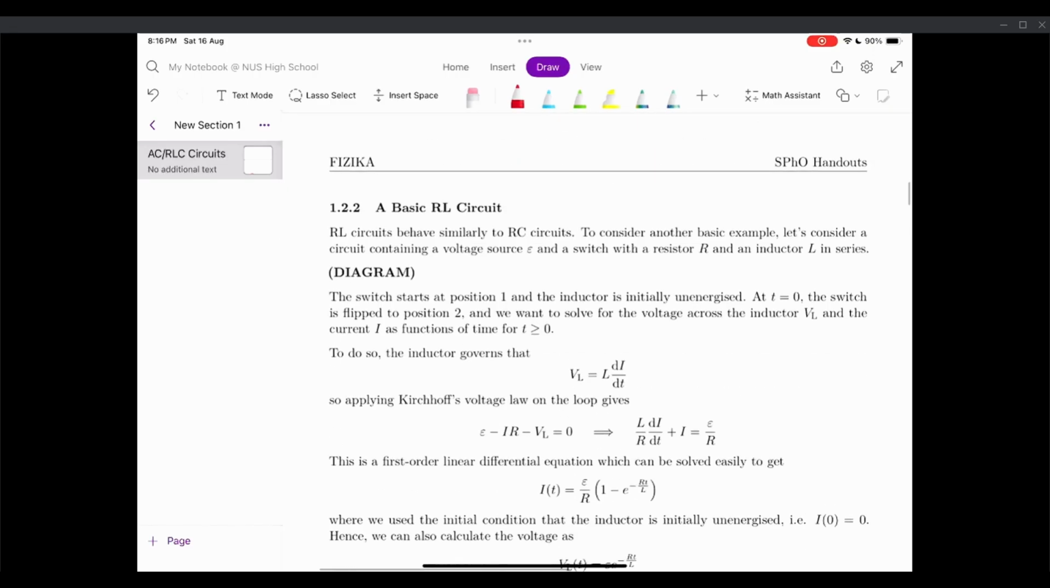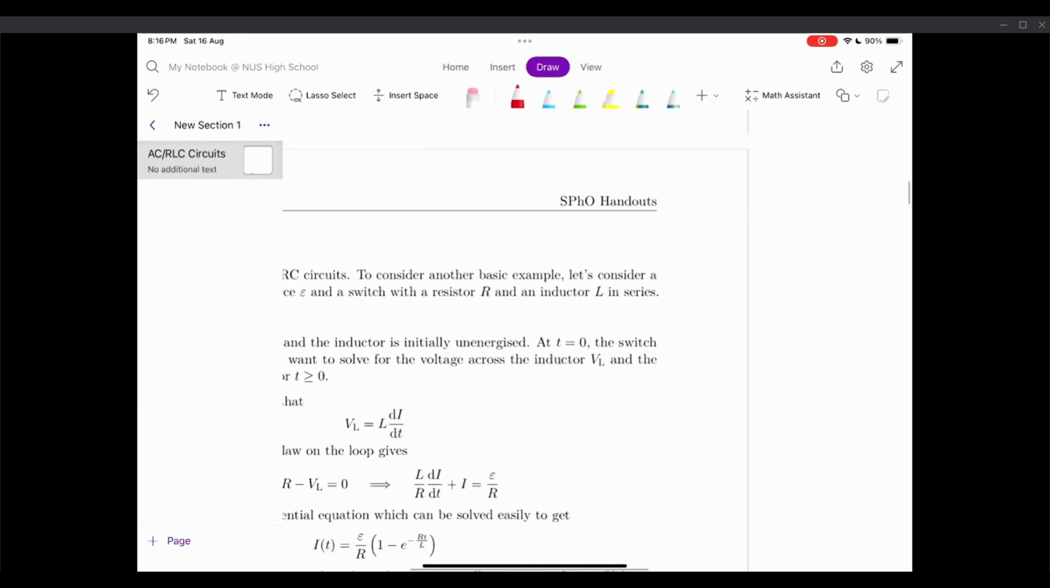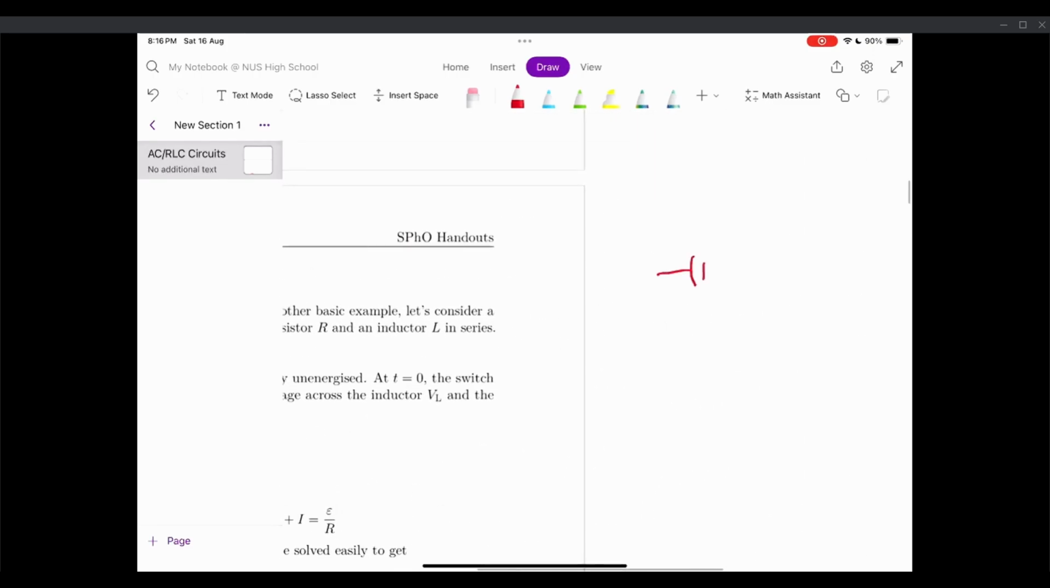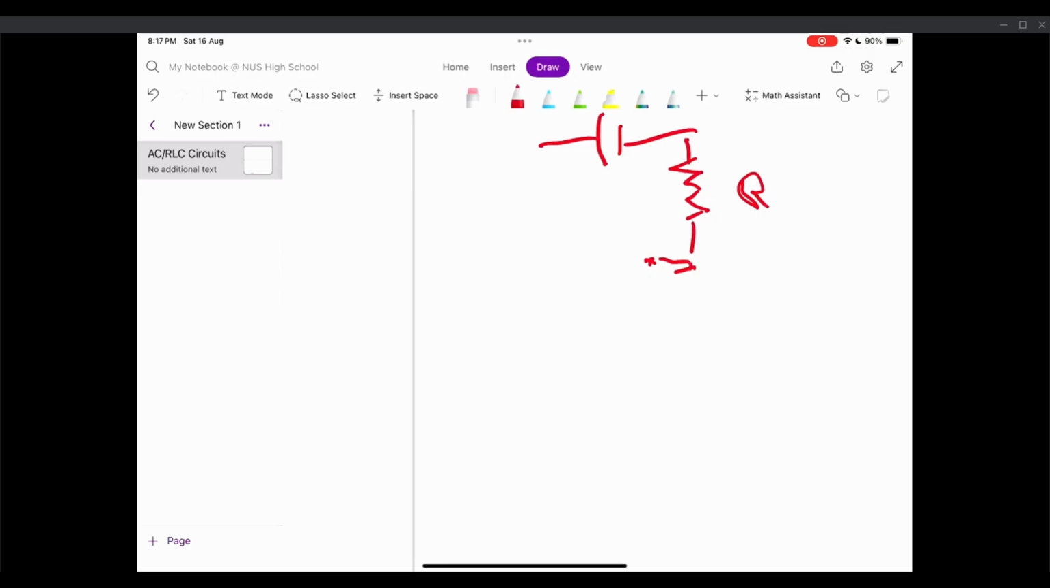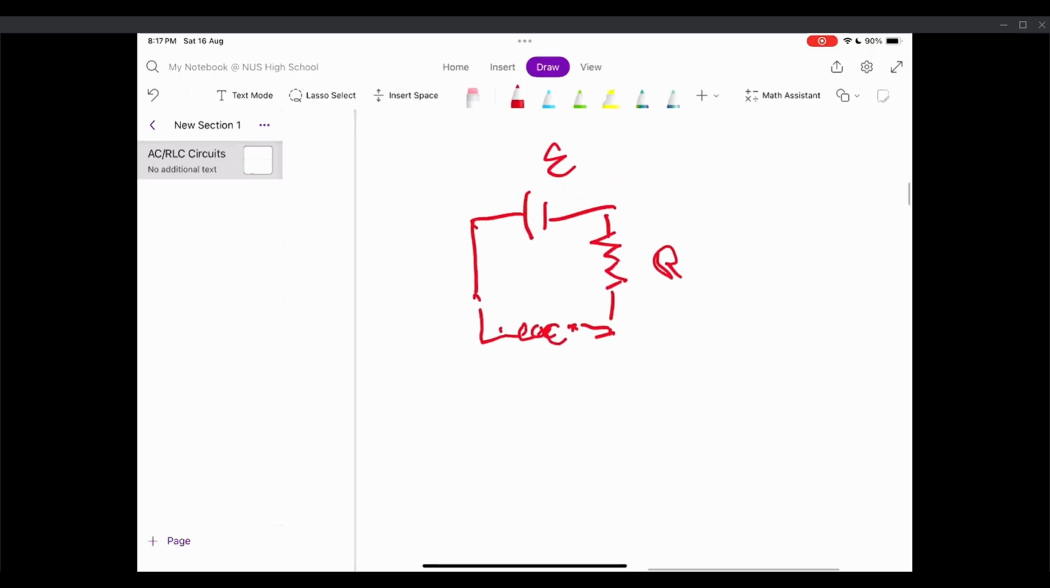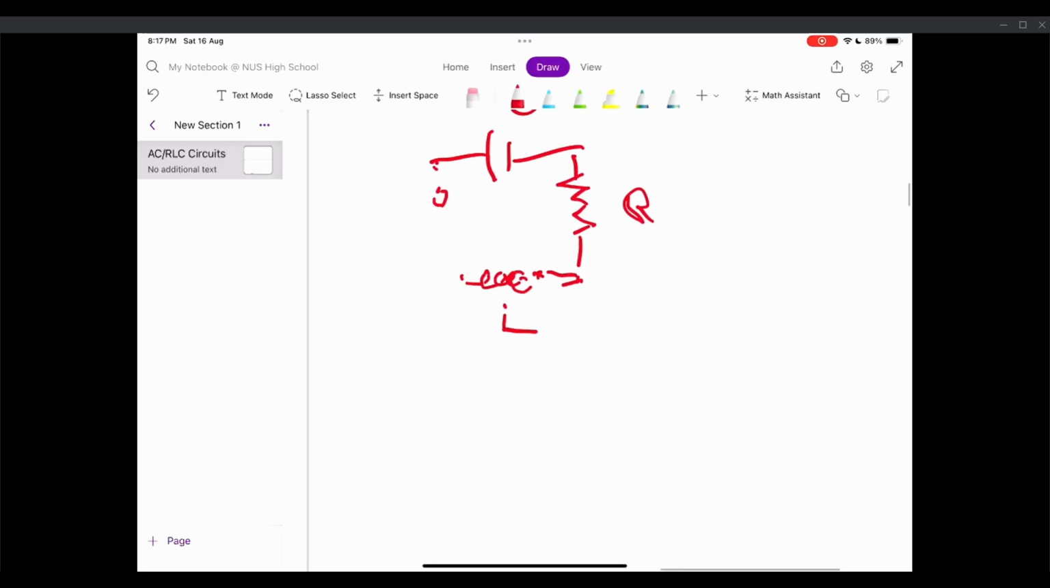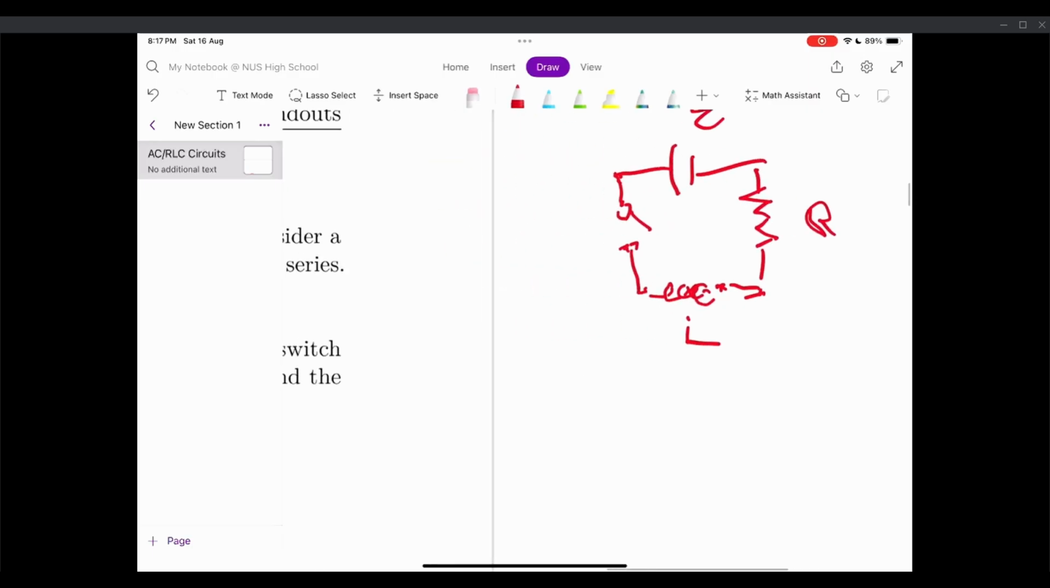Then the next example is an RL circuit, which is the same circuit, but this time we take the capacitor and replace it with an inductor like this. This is our inductor, and there's also a switch here. Okay, so this is what your circuit looks like.